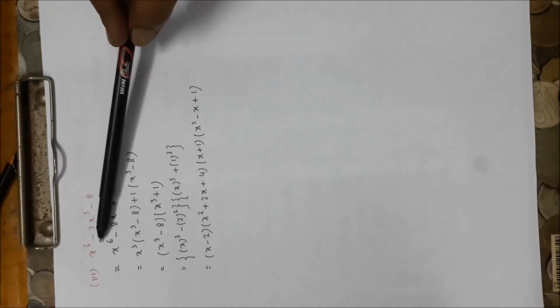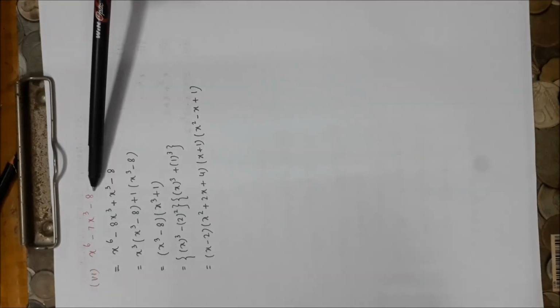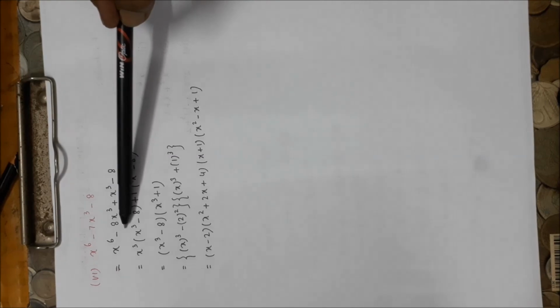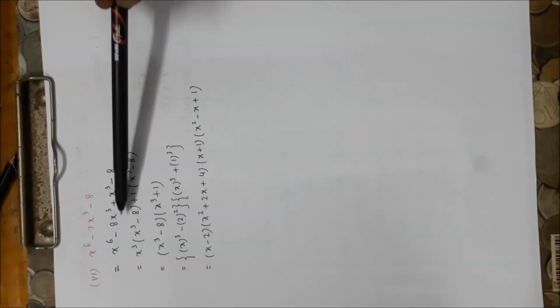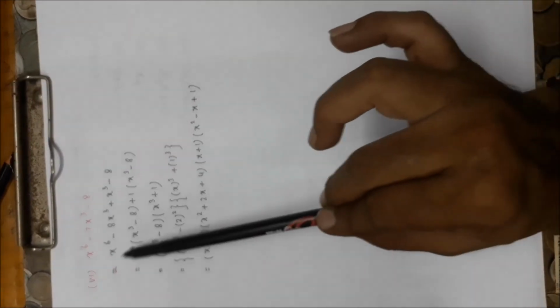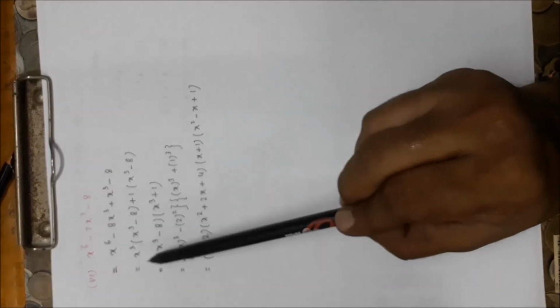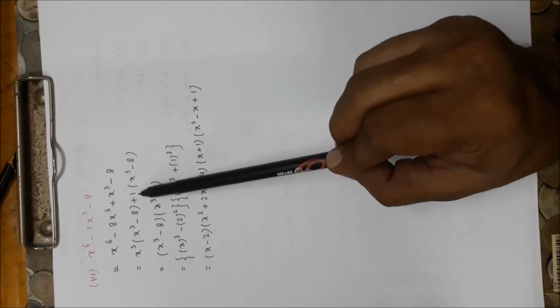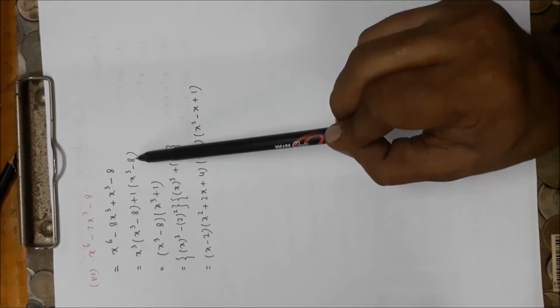Let us solve our next problem. x to the power 6 minus 7x cube minus 8. So first we are using the middle term factorization. So the product is minus 8 and the middle term is minus 7. So we can write minus 7x cube as minus 8x cube plus x cube. Now from the first two terms we can take x cube as common, so we'll get x cube minus 8, and from the last two terms we can take plus 1 common, so you'll get x cube minus 8.